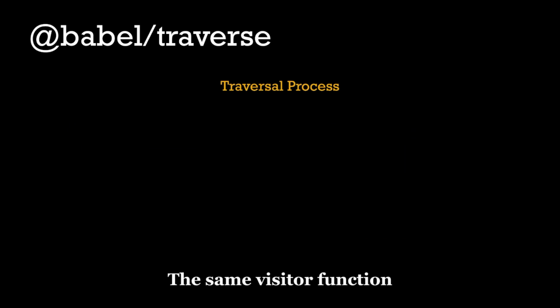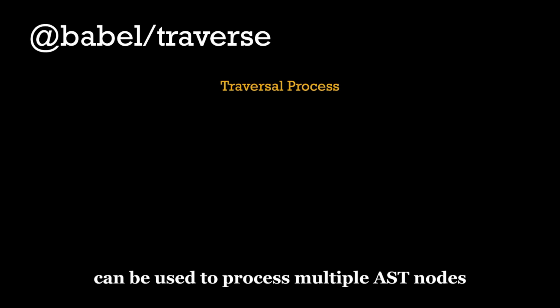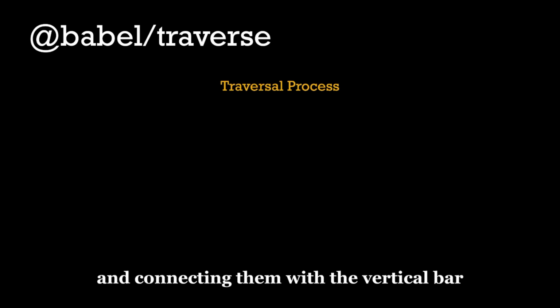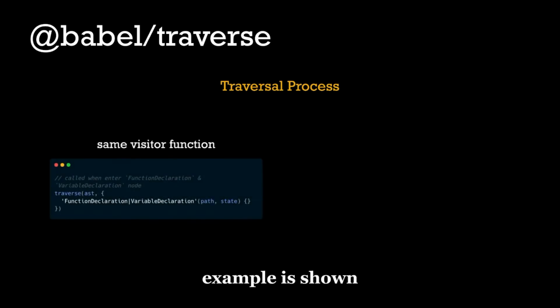And the same visitor function can be used to process multiple AST nodes by specifying a series of AST nodes and connecting them with the vertical bar. Example is shown.